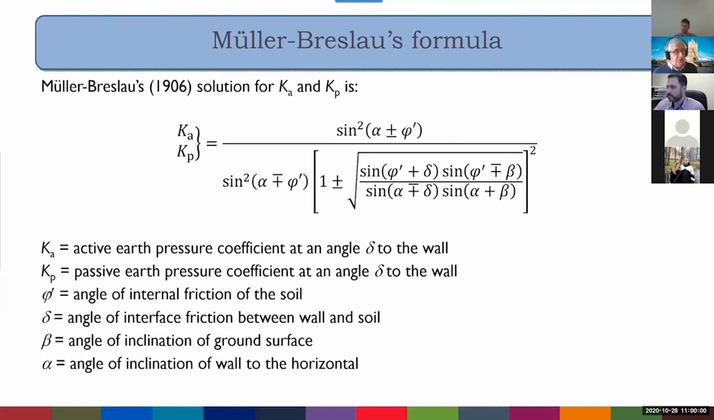If you substitute 90 degrees for alpha, 0 for beta, and 0 for delta, you will collapse and get back to the Coulomb equation, the 1 minus sine phi over 1 plus sine phi. But for practical design, you basically want to be able to calculate this. So you can either put that into a spreadsheet, or you can use software which has already got this pre-programmed, and that will give you the Ka and the Kp. So that's one very widely used formula.